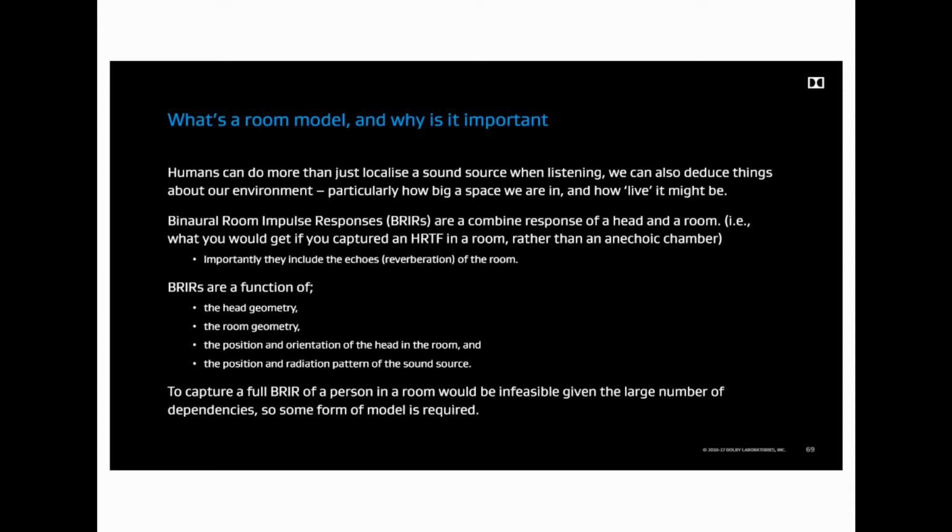Now, that's not quite enough to capture what's going on when you're listening to sound. We can hear other things about the environment. We can hear the presence, the reverberance in the room. We capture these in what we call a BRIR. It's a binaural room impulse response. And it's a combination of the effect of your head and your physical geometry and the room that you are in.